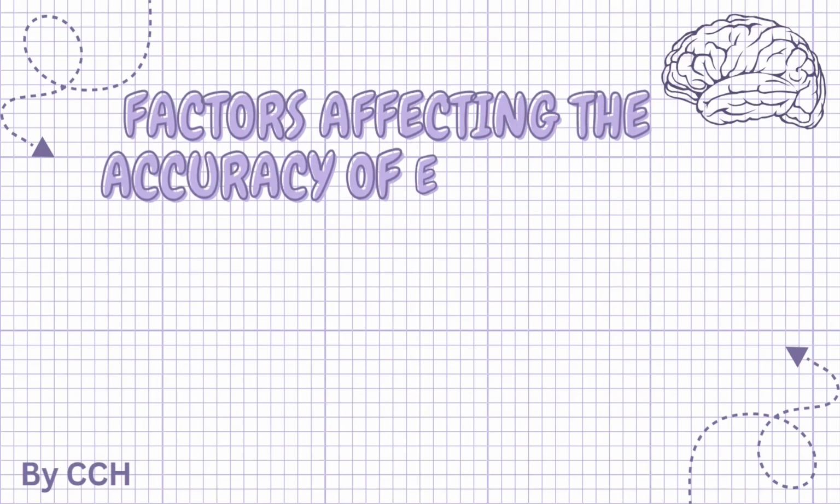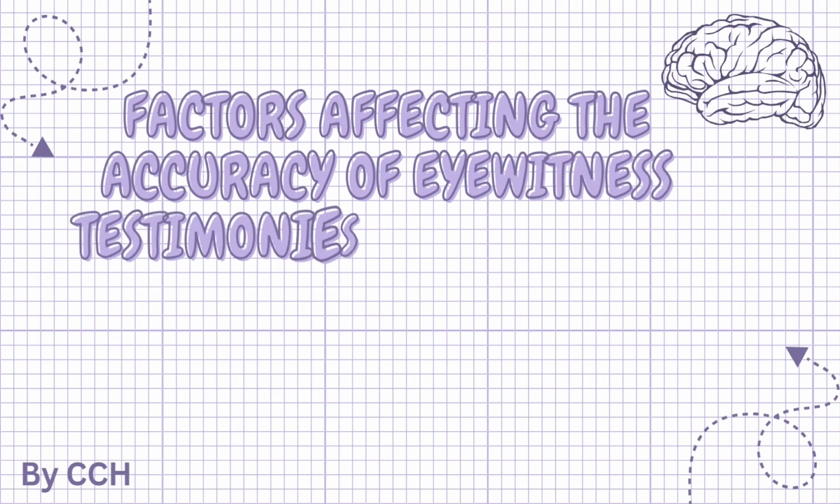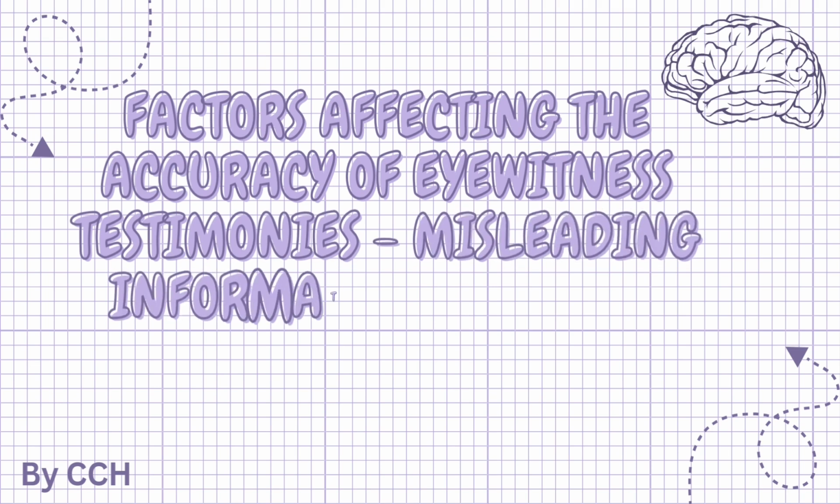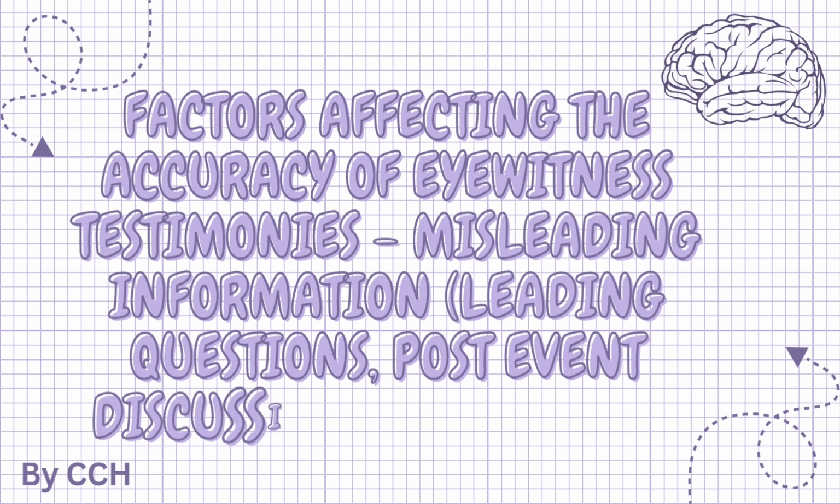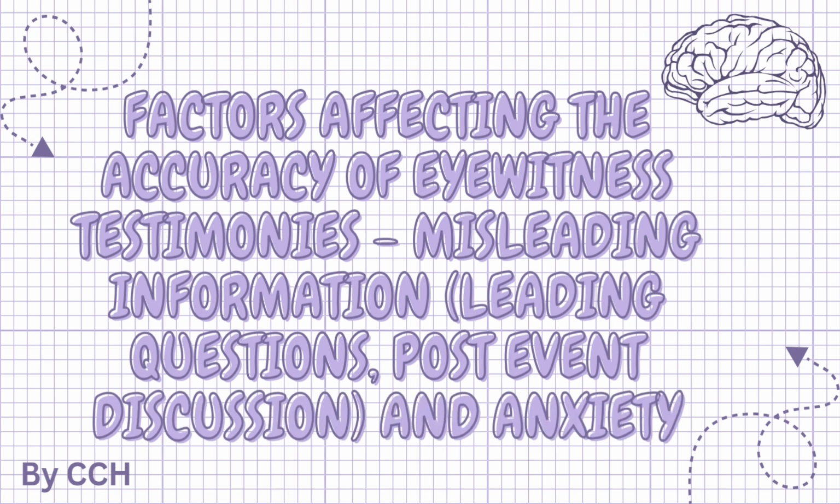In this video we will be looking at factors affecting the accuracy of eyewitness testimonies: misleading information, leading questions, post-event discussion, and anxiety, which you need to know for AQA A-level psychology in the subtopic of memory.